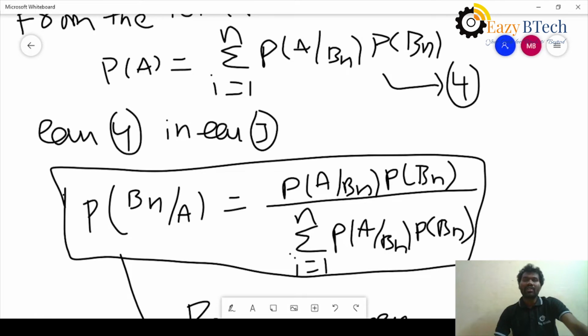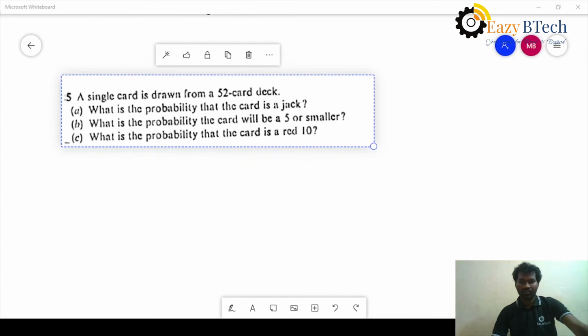Bayes theorem. So these two theorems are very important. This total probability theorem and Bayes theorem, you can expect any one of these in your external examination. So these are very important in the first unit. So next we will see one problem.